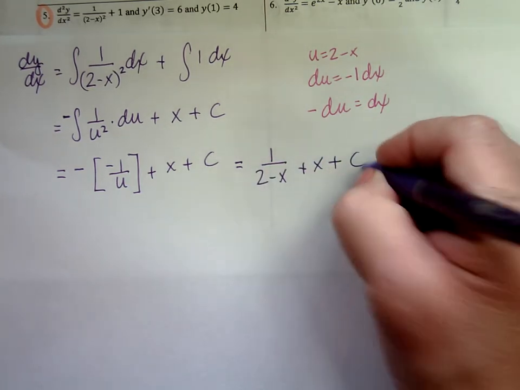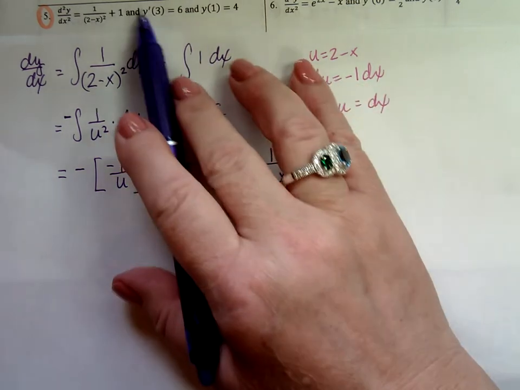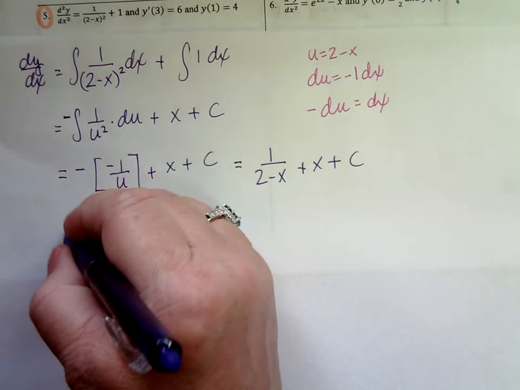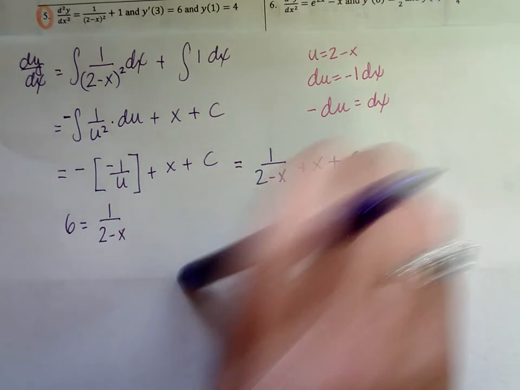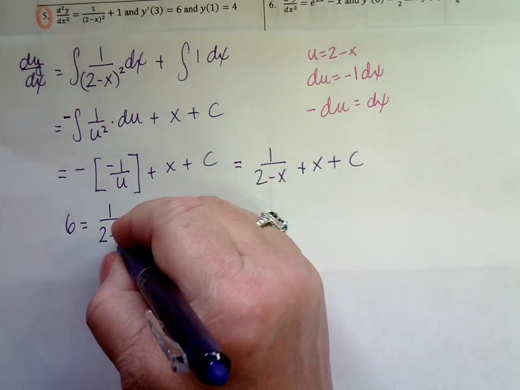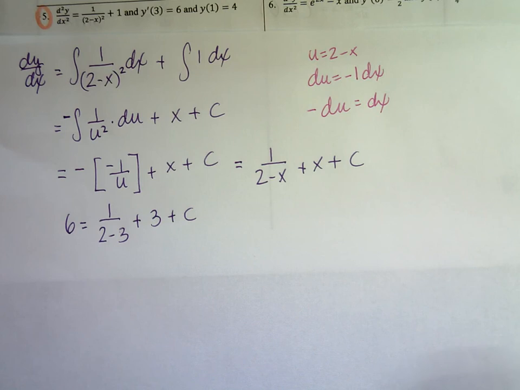So that's round 1. Round 1 gives me that for my answer. But they told me some information so I can find c. They said that when x is 3, y is 6 for the first derivative. So I have 6 equals 1 over 2 minus x, where x is 3, plus 3 plus c. And that's supposed to give me enough information to figure out what c actually is.